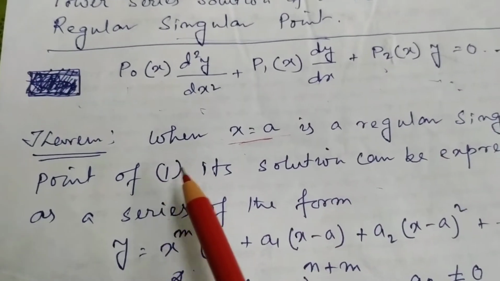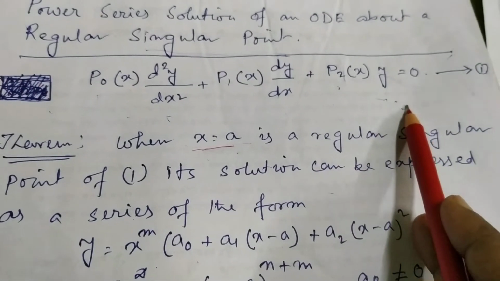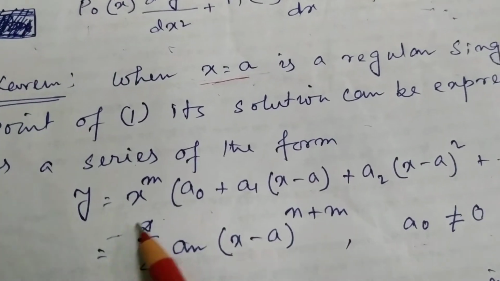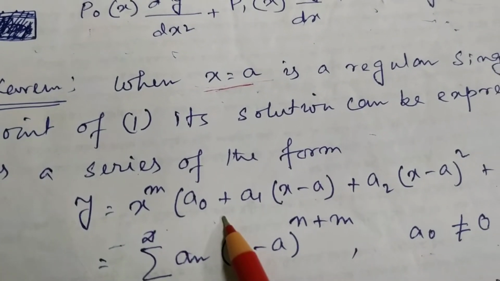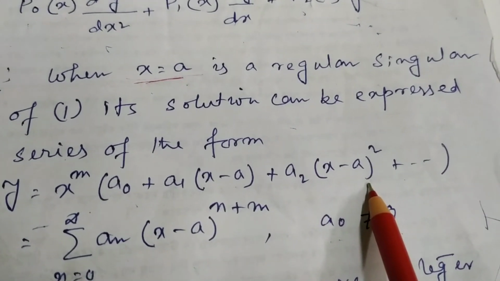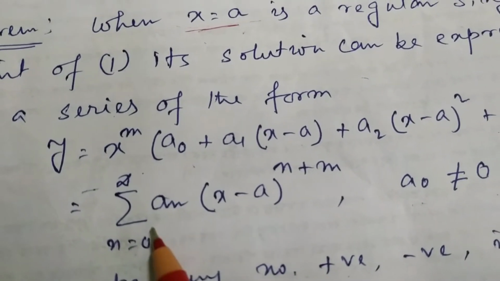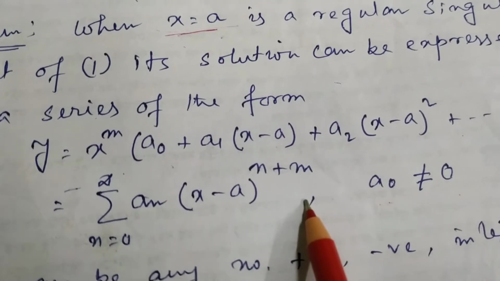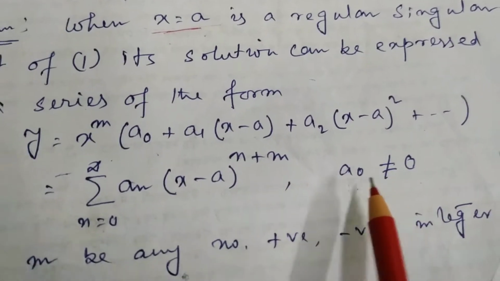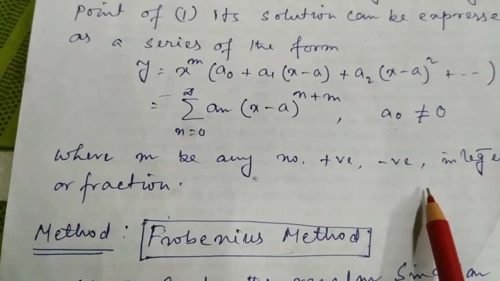Now, there is a theorem. When x = a is a regular singular point of the given equation, its solution can be expressed as a series of the form y = (x−a)^m [a0 + a1 (x−a) + a2 (x−a)² + ...] up to infinity. That can be written as the summation of n = 0 to infinity of an (x−a)^(n+m), where, according to the property of power series, a0 ≠ 0. Here m can be any number, positive, negative, integer or fraction.